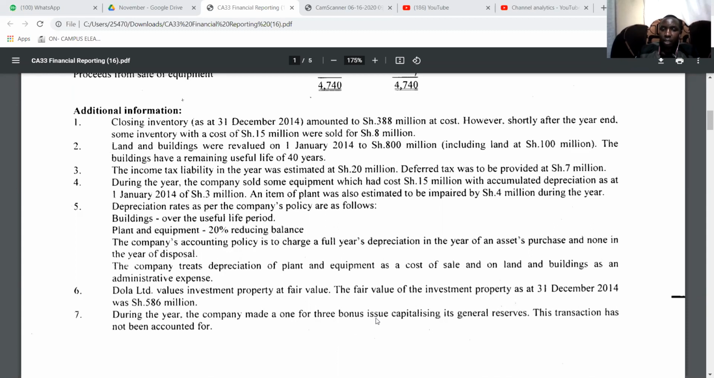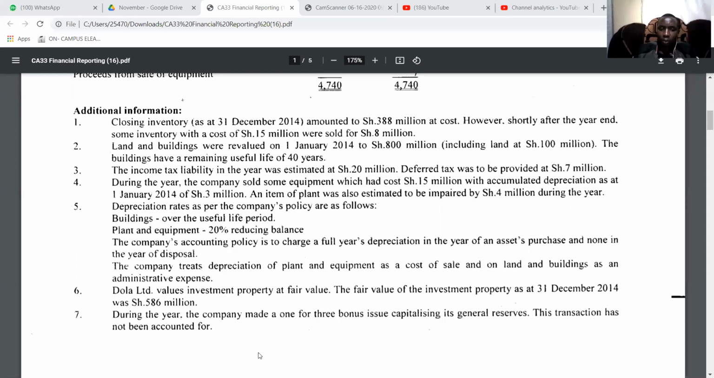So remember the bonus, I have said that it's whereby the entity issues shares to the existing shareholders on a certain proportion at no consideration. We have other things like rights issue, share split, reverse split. That one would be captured when you come to advanced financial reporting under earnings per share. Then they say these transactions have not been accounted for.